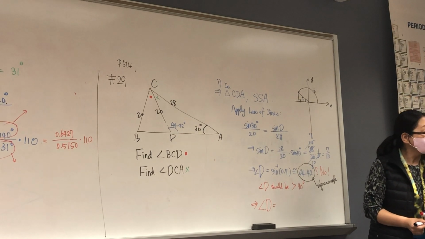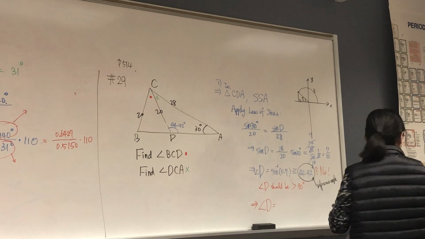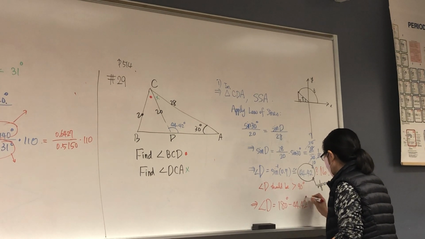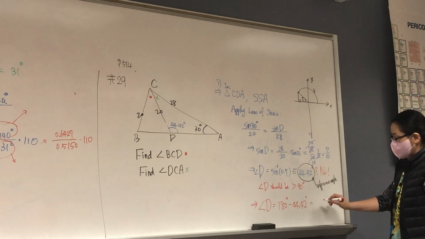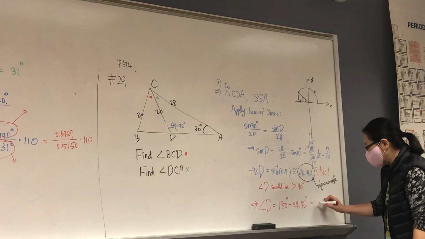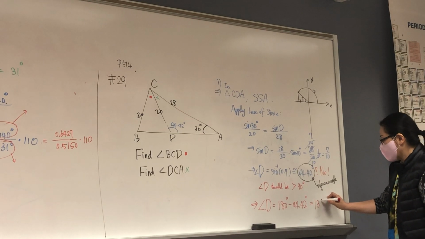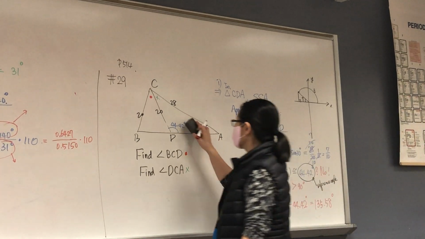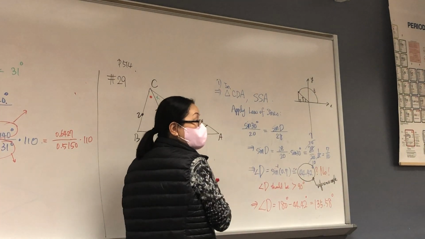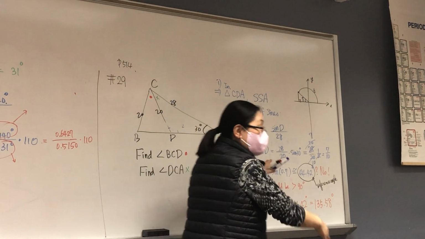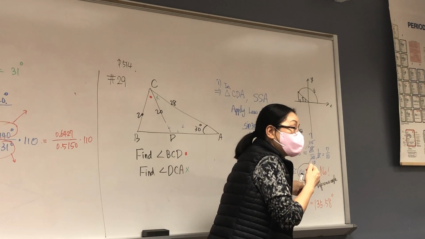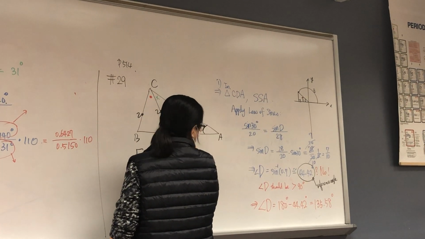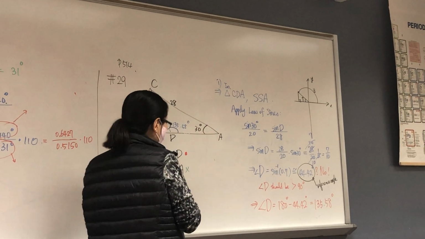44.42. Yes? Understand? So your answer should be 180 minus 44.42. So what is it? 135.58 degrees. Am I right? Yes. This is the reference angle, which you have to know. So this angle is 135.58.